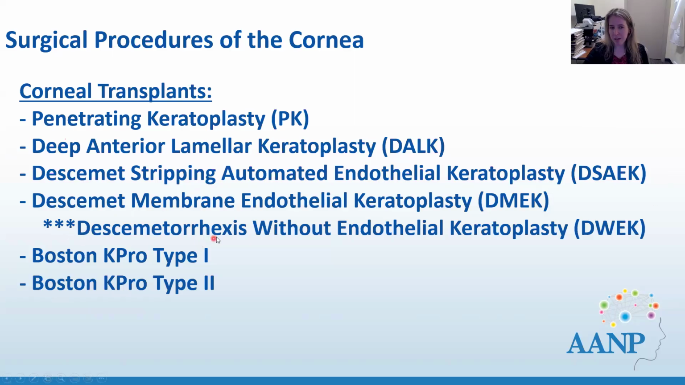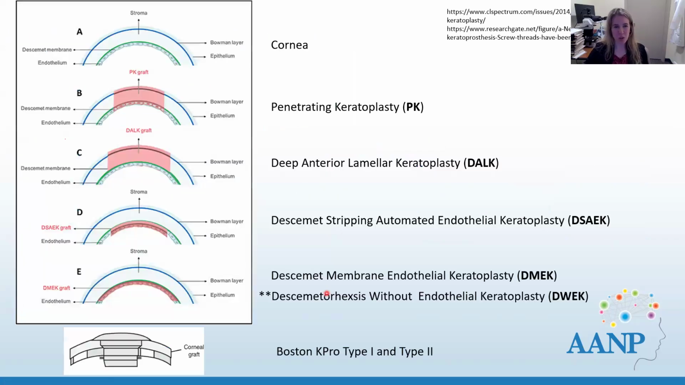I put stars here because this is not really a corneal transplant. Here, tissue is removed in the same way, but nothing is added. That's a DWEK. And then we have Boston K-Pros type 1 and type 2. It's useful to be familiar with abbreviations because in ophthalmology notes, often you'll see just the abbreviations for these procedures.